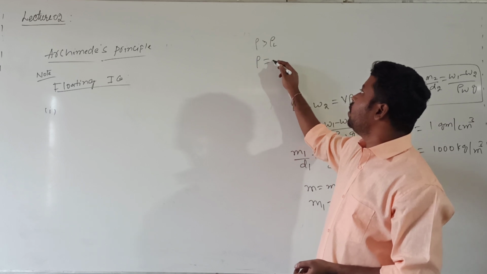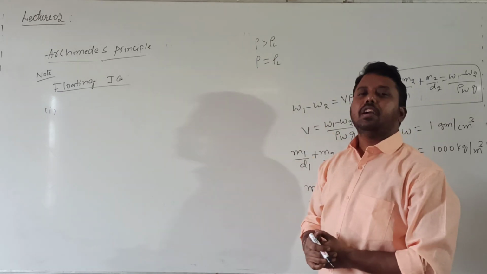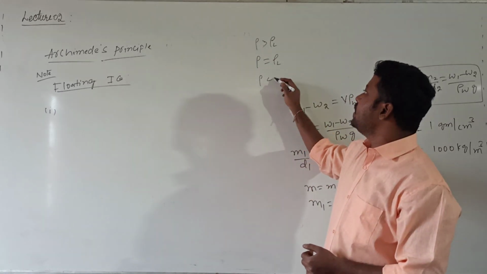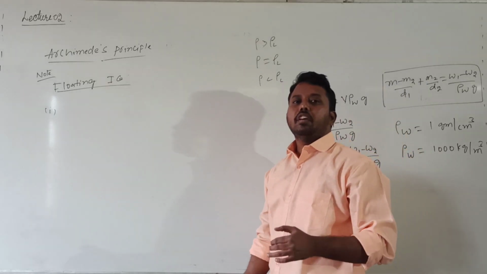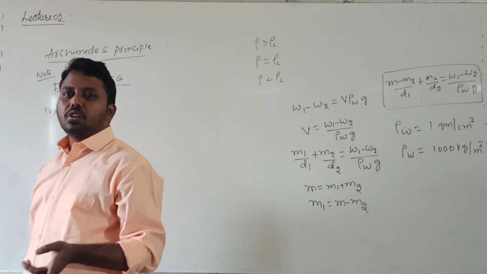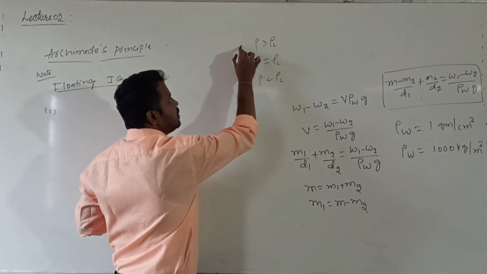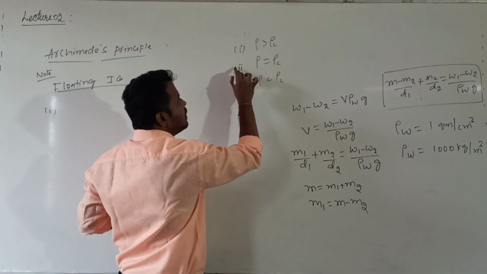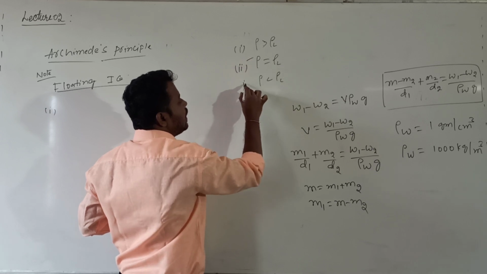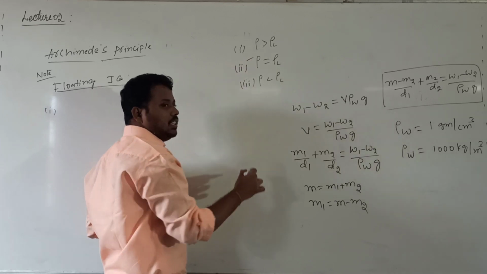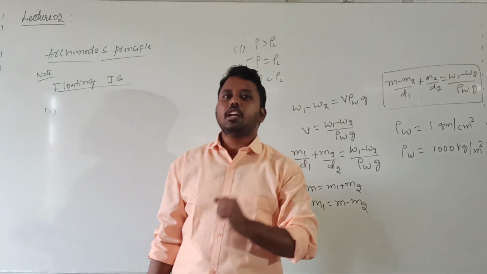If rho is equal to rho L, the body will sink completely but float. If rho value is less than rho L, then what happens? The body will sink partially and float. First law, second law, third law. First law: sink without floating. Second law: sink completely and floating. Third law: sink partially and floating. Those laws are important.